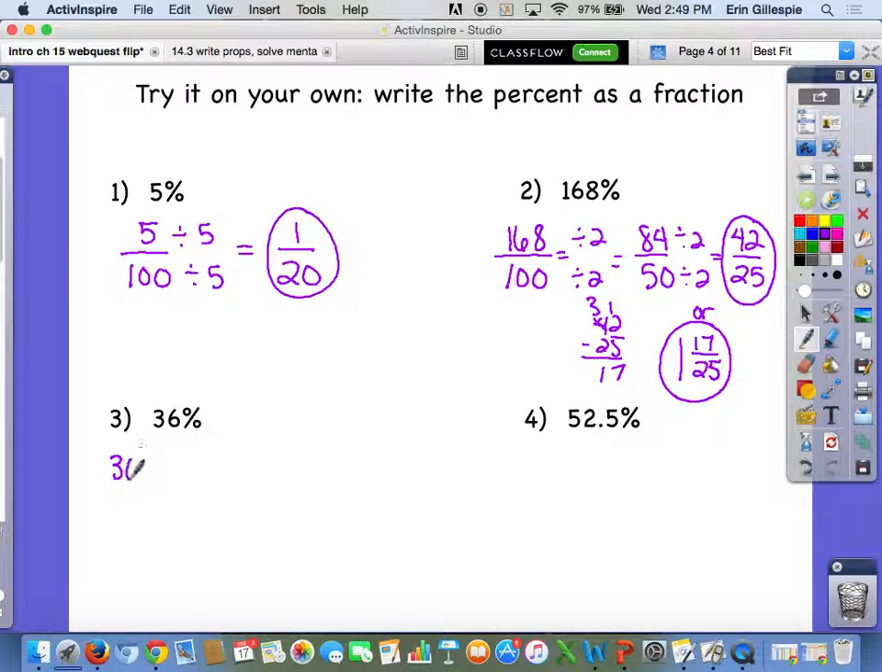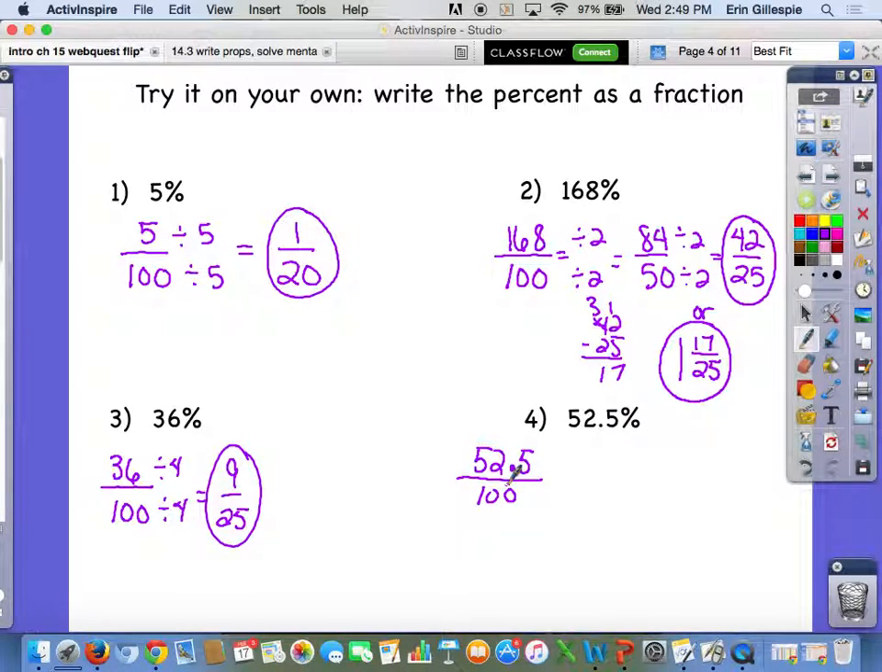36%, so that means it's 36 over 100. You need to reduce that. I can see I can divide those both by 4, so that would give me 9/25 in simplest form. And then 52.5%. Well, we talked about this tricky example in class. I can't have fractions that have a decimal in the numerator or the denominator, so the easy fix for that is to go, okay, well, I'm going to make it 525 instead. But I can't just change the top and not change the bottom. If I moved the decimal one to the right here, I need to move the decimal one to the right here as well.